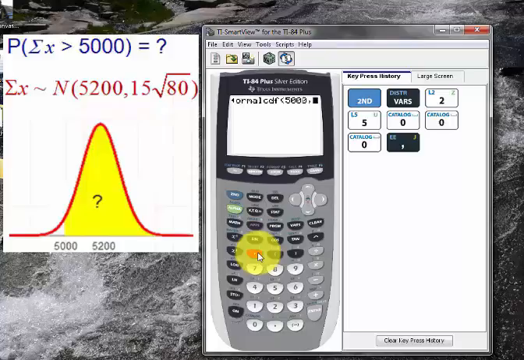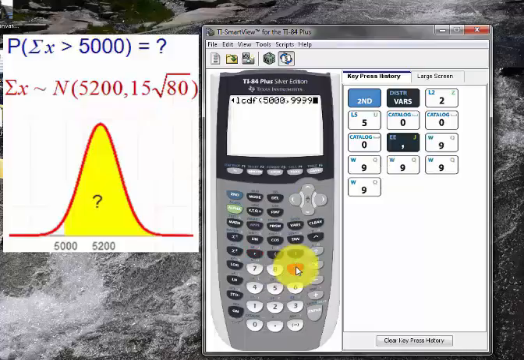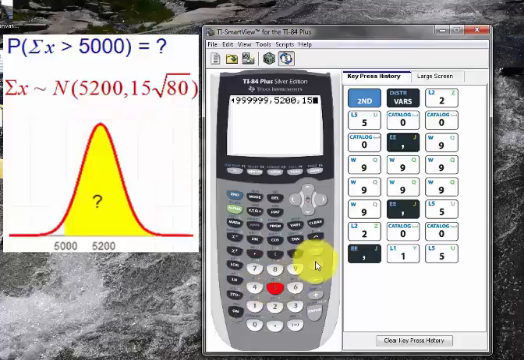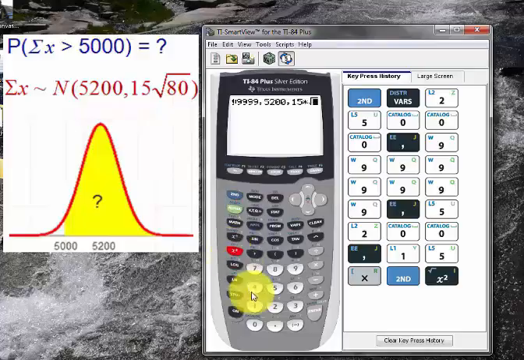Now don't use 999, because we already have big numbers like 5,000. We need a whole lot of 9s, like 9, 9, 9, 9, 9, 9, 9, 9. That'll work. That's much bigger than all the rest. And then comma, and then 5,200, and then comma, and then 15 times the square root, so second square root of 80. And I hit enter.